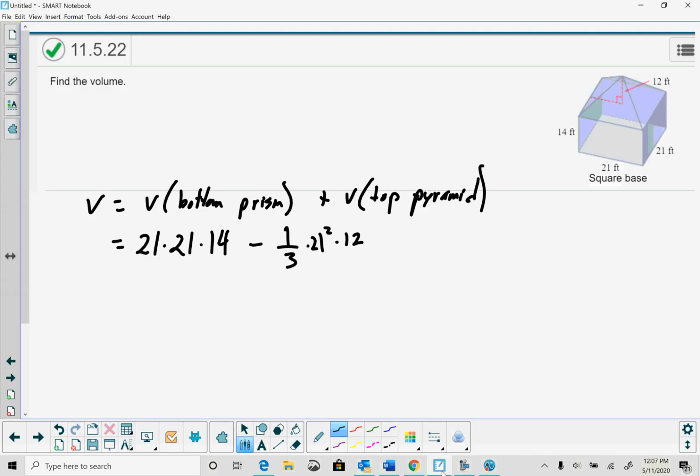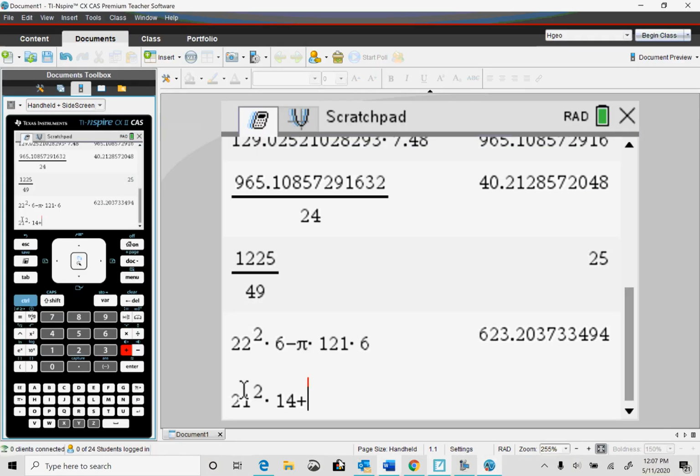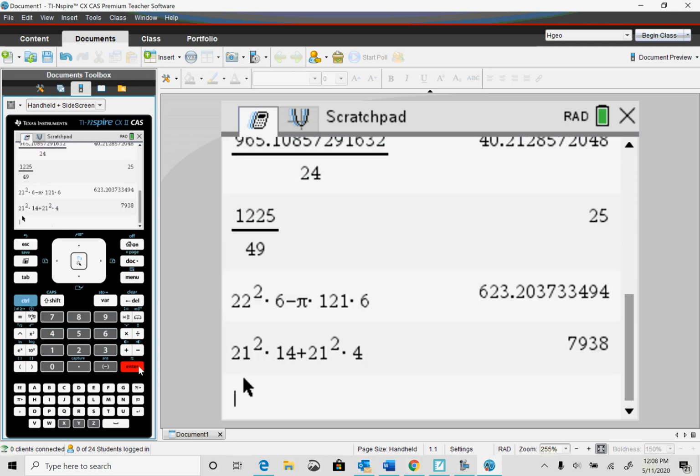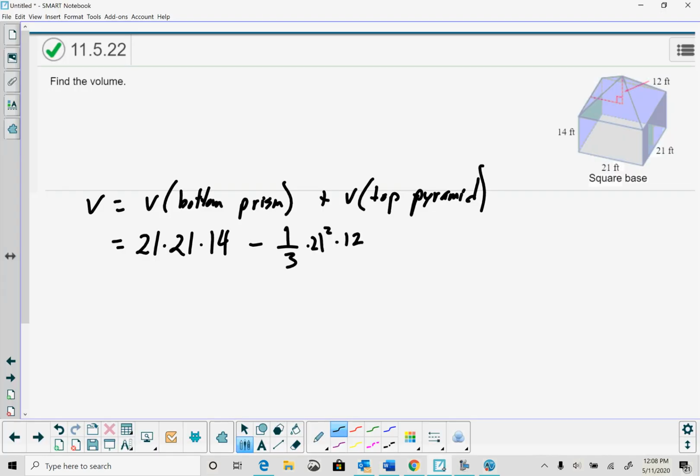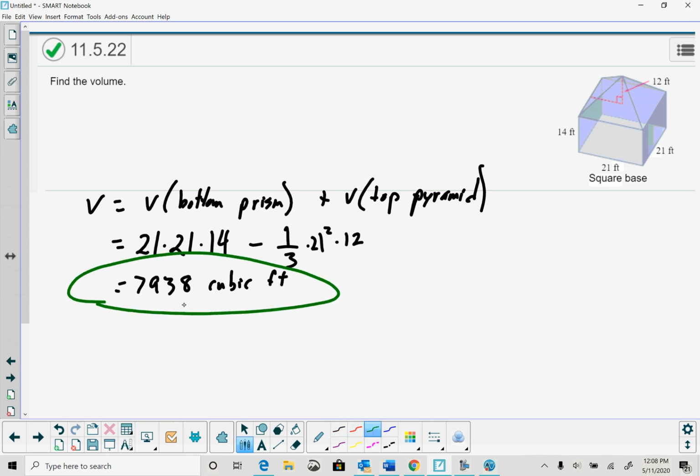Got these already. Well, gee, again, how about a little bit of mental math here? 1/3 of 12 is just 4. 21 squared times 4. So goody, no rounding needed here. 7938. And again, everything's measured in feet, so this is in cubic feet, because again, volume is three-dimensional.